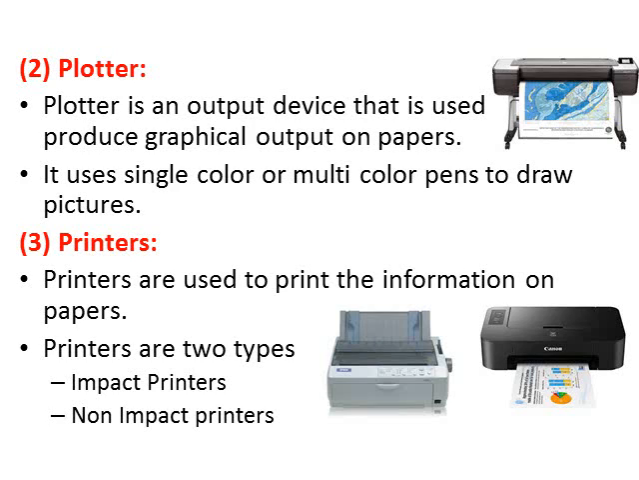There are different types of plotters, like the drum plotter, flatbed plotter or the inkjet plotter. With the disadvantage that it occupies larger space and the cost is very high. So children, a plotter is an output device that is used to produce graphical output onto paper. It uses single color or multicolor pens to draw the pictures.